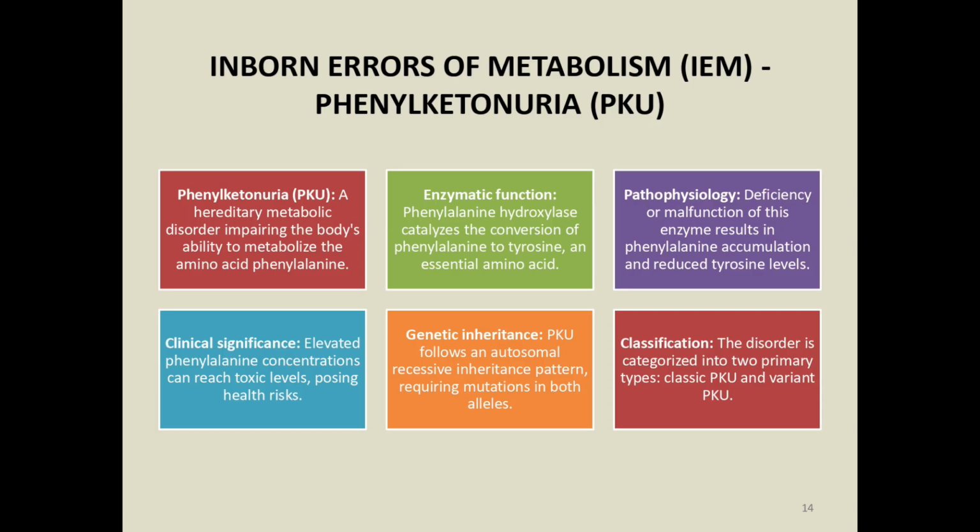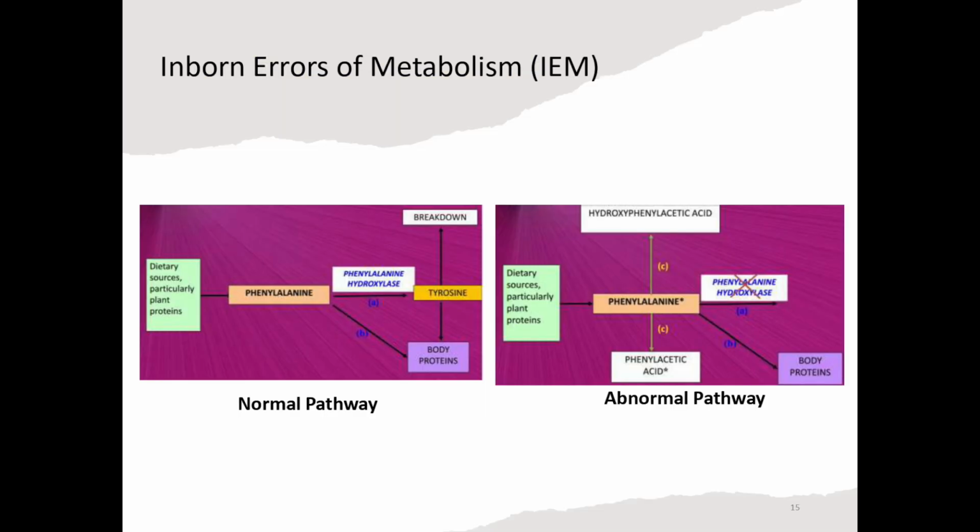In pathophysiology, a deficiency or malfunction of this enzyme results in phenylalanine accumulation and reduced tyrosine levels. Elevated phenylalanine concentrations can reach toxic levels, posing significant health risks. PKU follows an autosomal recessive inheritance pattern. The diagrams contrast the normal pathway, where phenylalanine is converted to tyrosine, with the abnormal pathway, where the deficient phenylalanine hydroxylase causes phenylalanine to accumulate and subsequently be converted into abnormal products like phenylacetic acid.